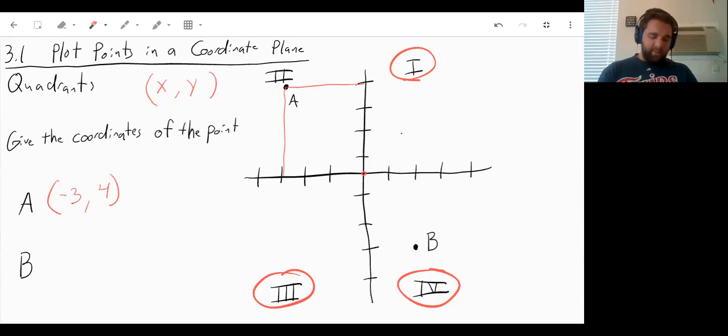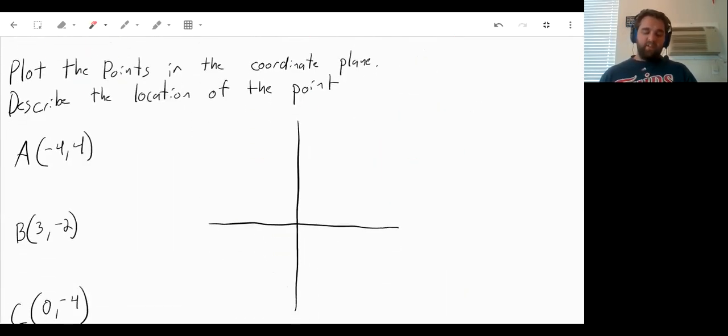You can do the same thing for B. First, we need our x-coordinate, so we can go up to our x-axis, and I figure out that B is at a +2. And then you can go left to our y-axis and find that B is at a -3. So that's one thing you might be asked to do in this lesson. Another thing you might be asked to do is plot points and then describe the location of those points.